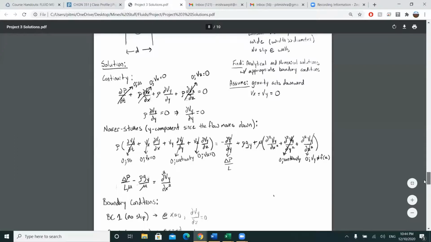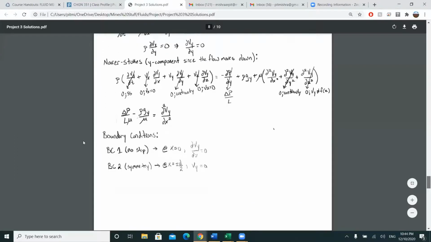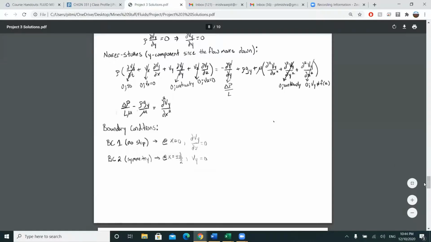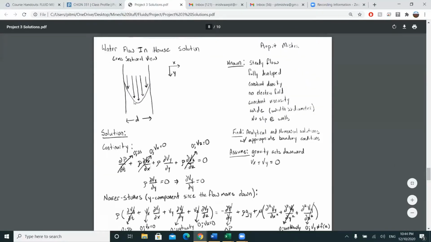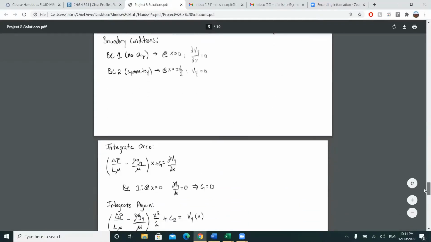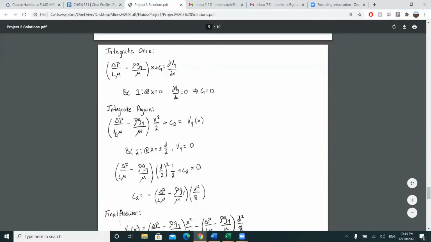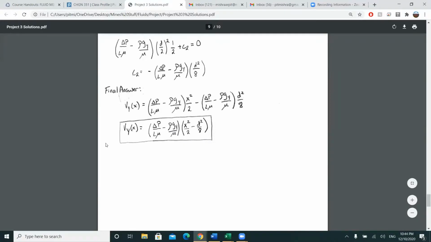this solution here. And then we apply the boundary conditions, of which we know at x equals 0, dv_y/dx equals 0, which is the no slip condition at the walls. And then the other one would be if this was the 0 on the coordinate system, then d over 2 in the positive direction and d over 2 in the negative direction would also give velocities of 0. That's symmetrical. So then we integrate once, plug in boundary conditions, integrate it twice, plug in boundary conditions, and we end up getting a final velocity profile in terms of x for this problem.